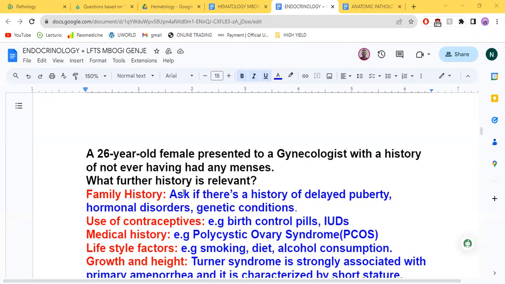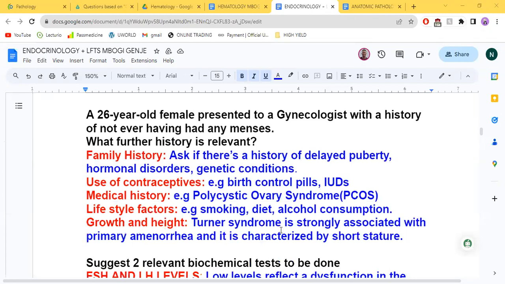So number one, family history. Ask if there is history of delayed puberty, hormonal disorders, or genetic conditions. Use of contraceptives, e.g. birth control pills or intrauterine devices. Medical history, e.g. PCOS, polycystic ovarian syndrome. Lifestyle factors, so for example, smoking, diet, alcohol consumption, growth and height, which I was saying. Turner syndrome is strongly associated with primary amenorrhea and characterized by short stature. Yes. Two relevant biochemical tests to be done in this patient with primary amenorrhea.